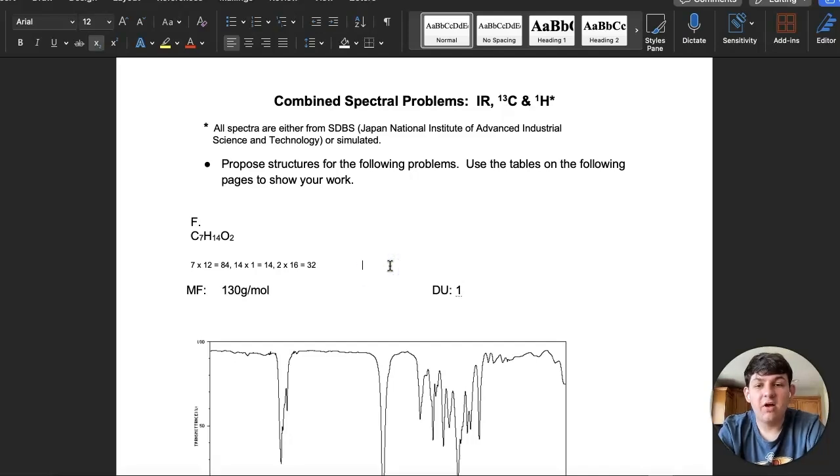And then for my degrees of unsaturation, I'm going to go ahead and work this out. So we take our carbon and multiply that by 2, so I have 14. We subtract the hydrogen atoms, so that's minus 14, and then you add 2. With oxygen, there's nothing you do to incorporate degrees of unsaturation, and then we divide the whole thing by 2. So 14 minus 14 is 0, plus 2 is 2. 2 divided by 2 is 1. So we have 1 degree of unsaturation somewhere in this molecular structure.